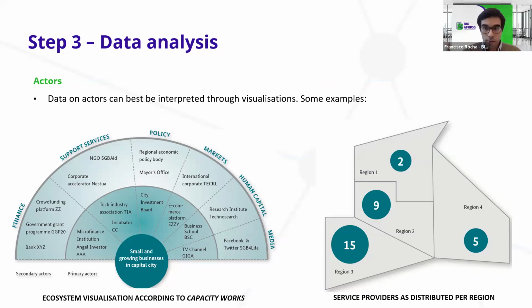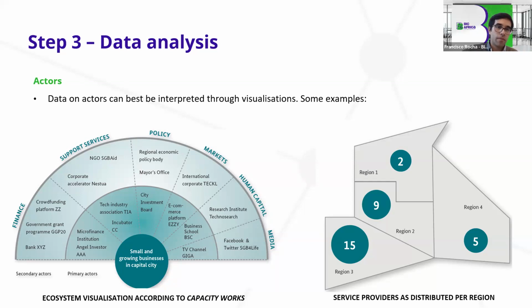And these are two very different approaches, as you can see. One of them, the one to the left, is an ecosystem visualization according to capacity works. This is a method also developed by GIZ. And here you can see that we are trying to understand what actors exist for small and growing businesses in a specific capital city. Having said this, we will try to define what are the primary actors. So basically, this scheme defines the primary and secondary actors according to the target group that was, in this case, exemplified in our map, in this case, small and growing businesses in capital city.